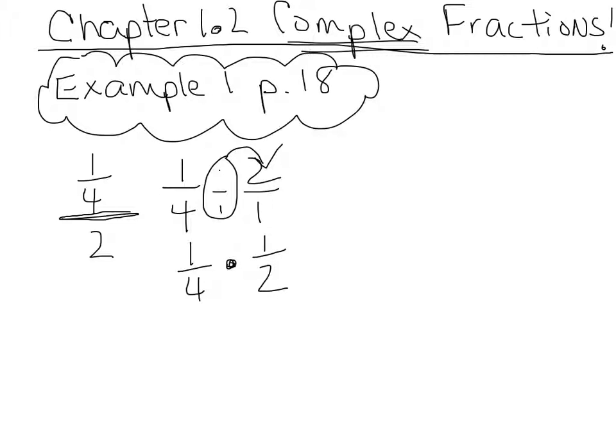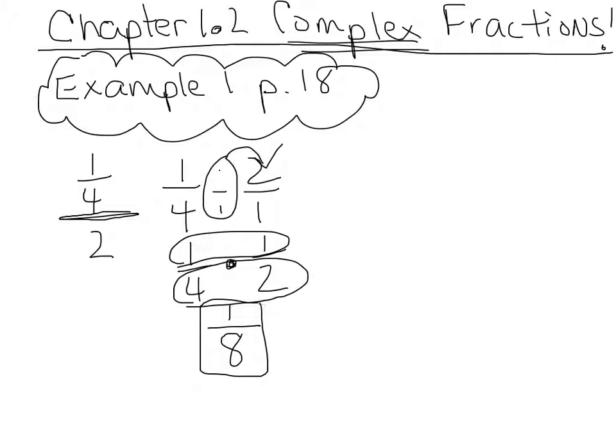So it will be 1/4 times 1/2. And then, because multiplication is the easiest of all fraction operations, you're going to multiply the numerators together, and you're going to multiply the denominators together, and you get 1/8. Box that in so you can find it easily. Make sure you check it to make sure it's simplified, and off to the next one.